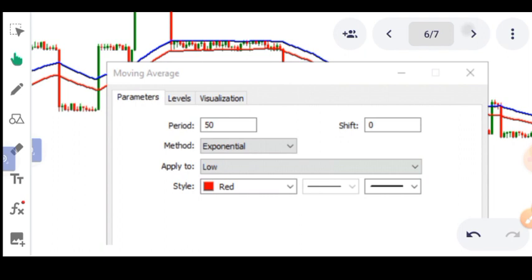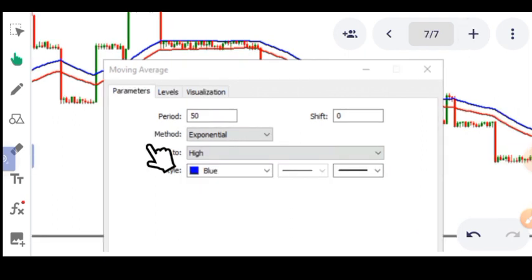Now the next one is also a moving average. The parameters are period 50, method exponential, apply to high. Okay, and then style is blue. Then the pixel is 4, the shift is 0. That's how it is. Make sure you set it exactly the way I have set it here.